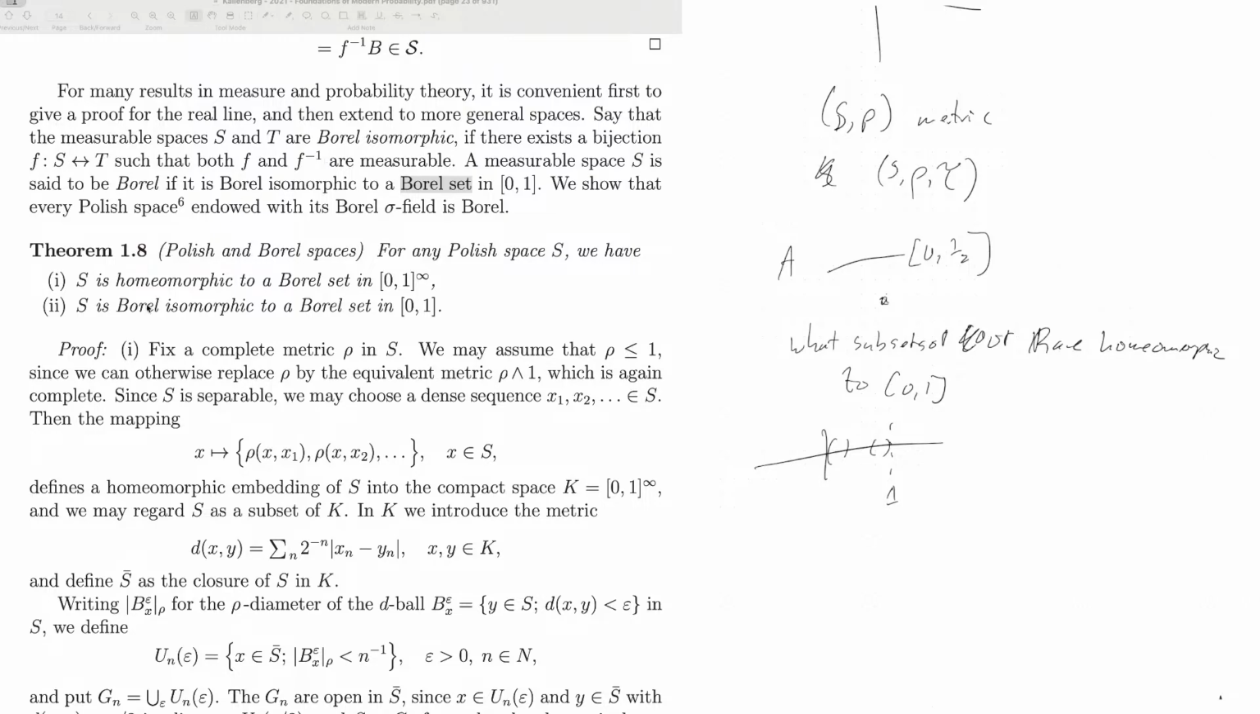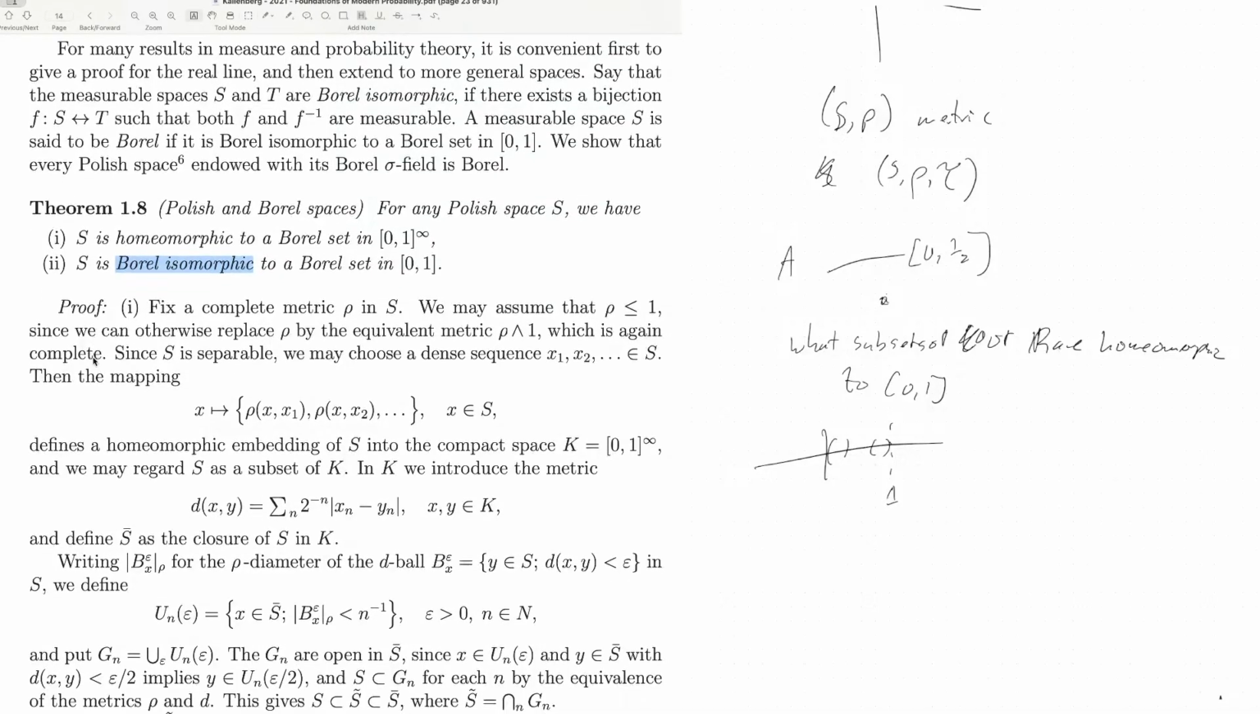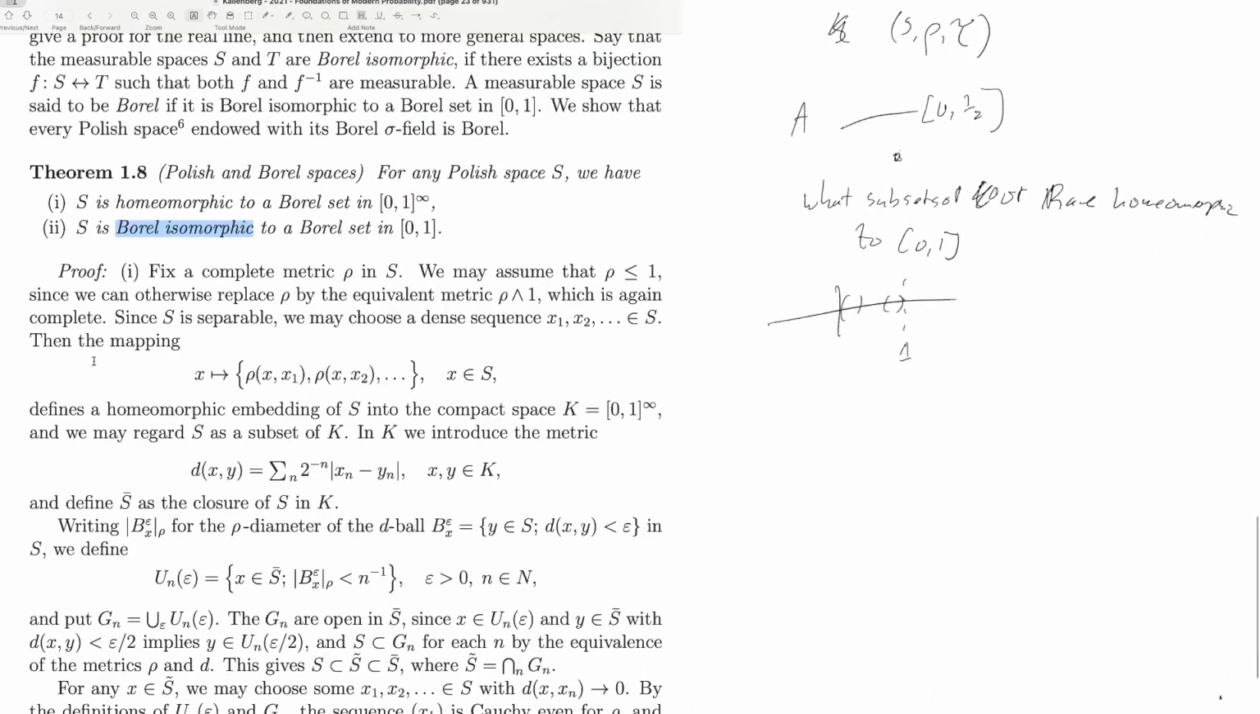Okay, so in order for it to be continuous, this means that the bijection is continuous in both directions, and we need the space to be funkier. If it's Borel isomorphic, we can get less funky because this requirement is weaker. All right, so I'm at theorem 1.8 now.